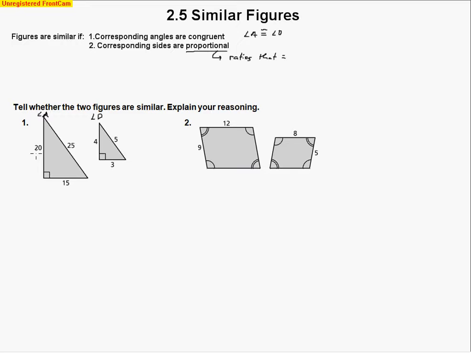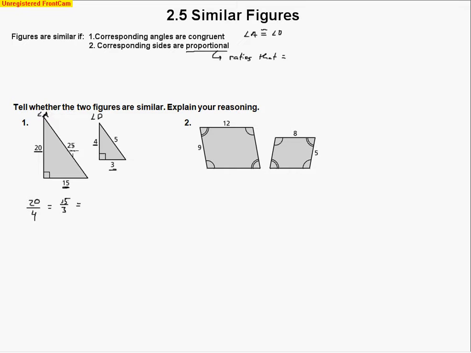So I see that this side right here, that's 20, corresponds to this side, that's 4. So I'm going to set up a ratio of those two sides. 20 is to 4. Then I'm going to do the same thing for some other ones. I'm going to do this one, 15 and 3. So I see that another set of corresponding sides is 15 to 3. And I'm going to see if they equal one another.